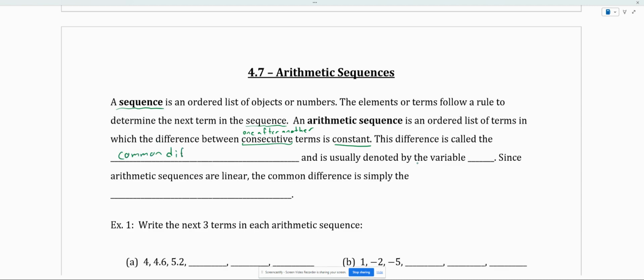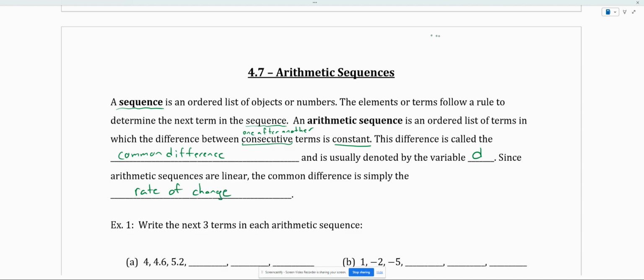And we saw this in different examples when we were plotting these. It's usually denoted by the variable d when we're talking about arithmetic sequences. And since these sequences are linear, the common difference is simply the rate of change, which is something we already know about.